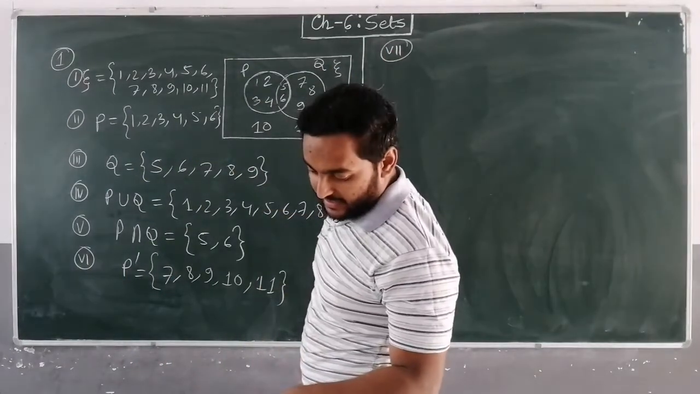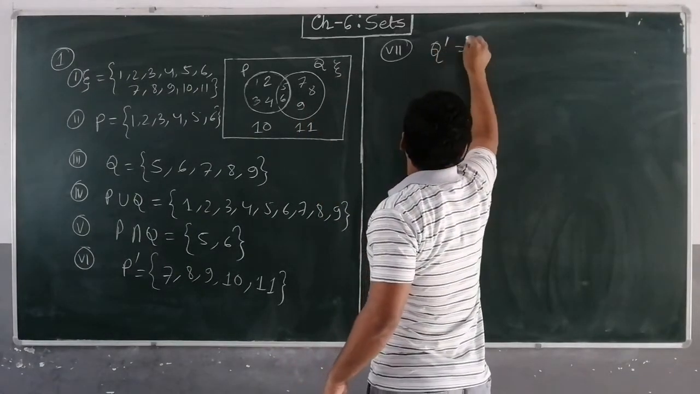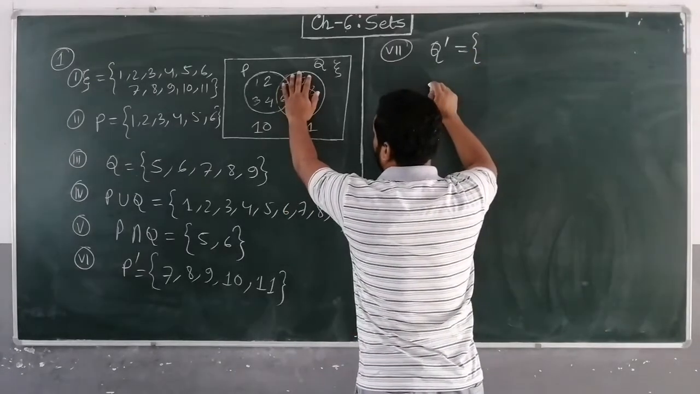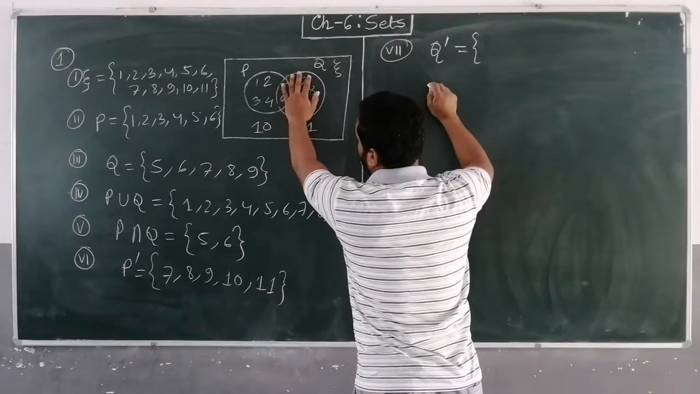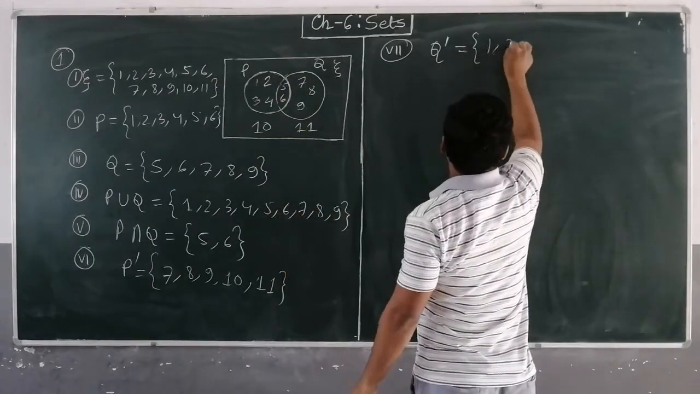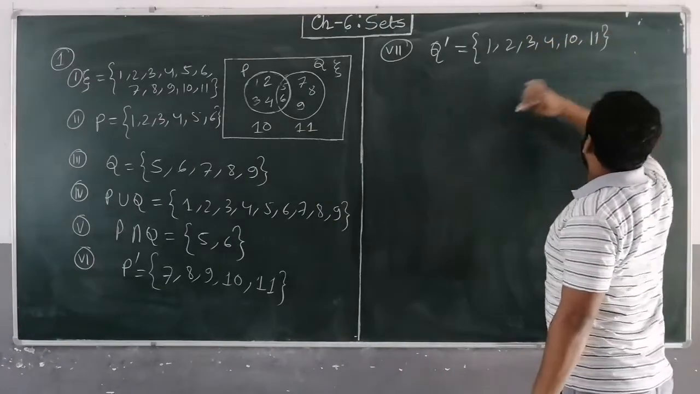Seventh part. It is given Q complement. Q complement means except the elements of Q. So leave the elements of Q, that is 5, 6, 7, 8, 9. The complement is 1, 2, 3, 4, 10, 11.